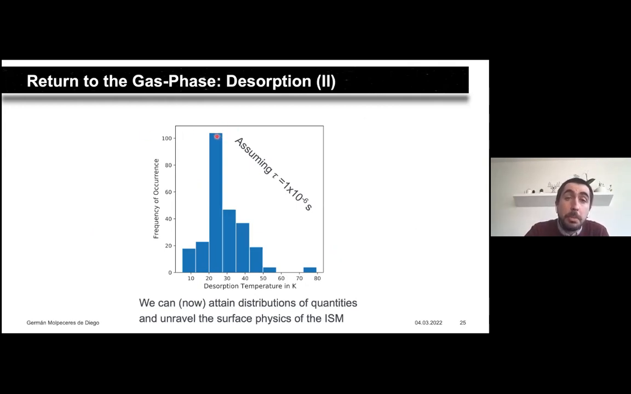If we do that, we obtain an average desorption temperature of 25 Kelvin, which compares with experiments that present a desorption temperature of 23 Kelvin. So we have experimental resolution from our theoretical calculations in order to predict new physics and chemistry of particles landing on interstellar ice surfaces. This is, again, enabled by huge sampling using our techniques. We can now really attain distributions of quantities and unravel new surface physics in the interstellar medium.